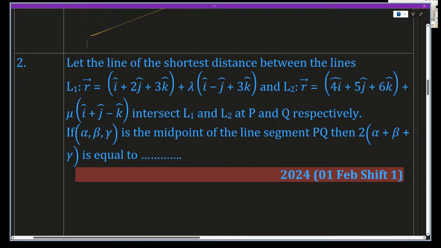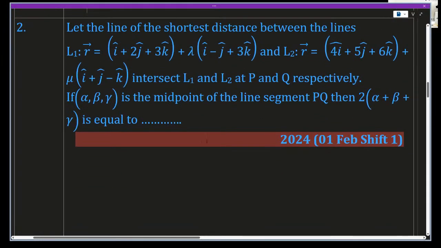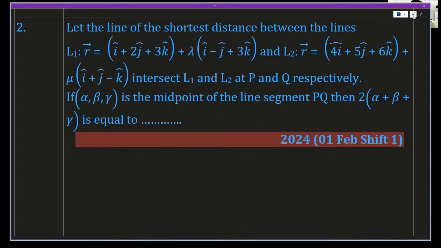Let the line SD intersect the lines L1 and L2, where L1 means the first line and L2 the second line, at P and Q. Alpha, beta, gamma is the midpoint of segment PQ. Let me draw the diagram. You all can do it with me.